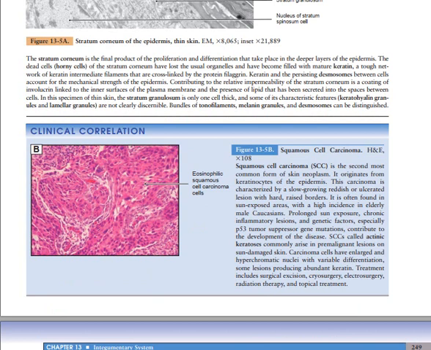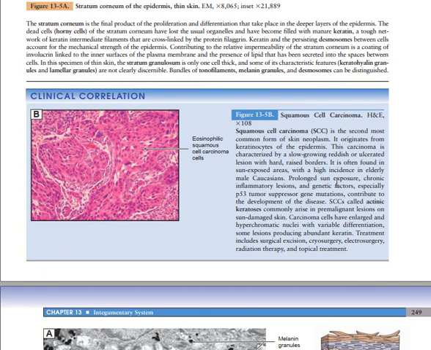Now, what's the clinical correlation? Clinical correlation is squamous cell carcinoma. It's the second most common form of cancer of the skin. It originates from keratinocytes of the epidermis. So how do you see it on the histology section? You see eosinophilic squamous cell carcinoma cells.